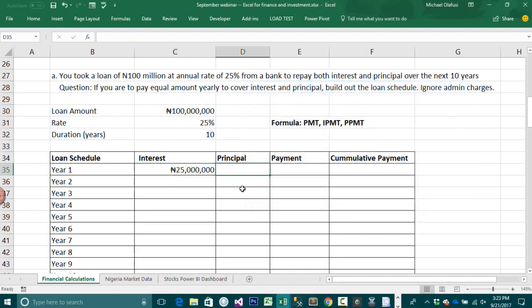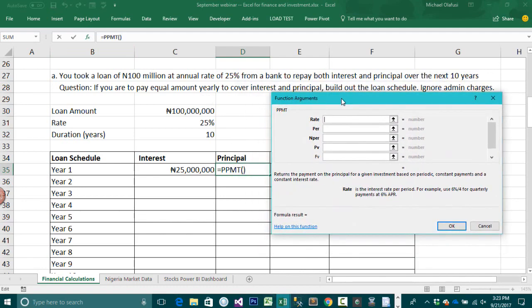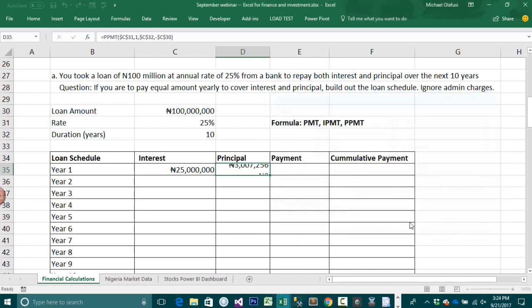And then I'll do also for principal. Principal is PPMT. And again, the rate at which you've been given the loan. What period are we calculating for? So we are calculating for period number 1. And then what is the number of periods? So this is the number of periods, like 10 years. And then what is the present value of the loan? So this is the present value of the loan. Again, you're going to repay back everything, right? So nothing in that portion.